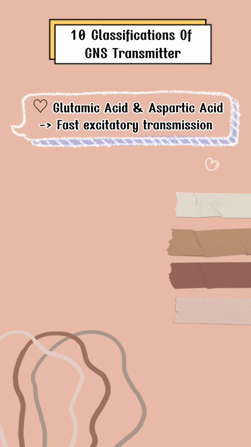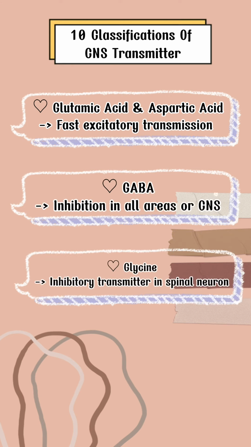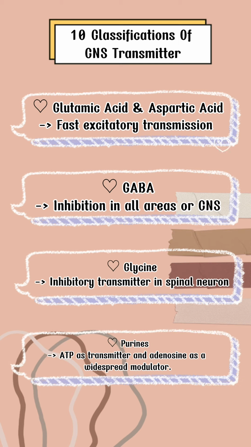Glutamic acid and aspartic acid are for fast excitatory transmission. GABA is for inhibition in all areas of the CNS. Glycine is the inhibitory transmitter in spinal neurons. In purines, ATP acts as a transmitter, and adenosine as a widespread modulator.